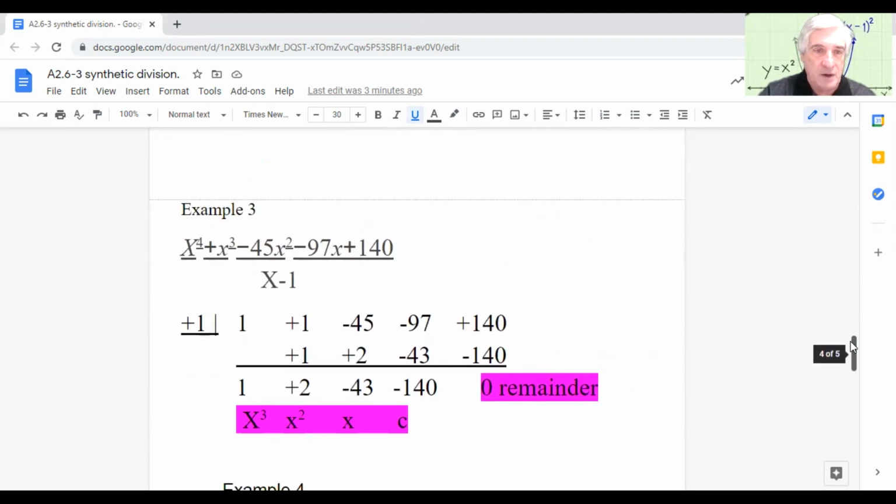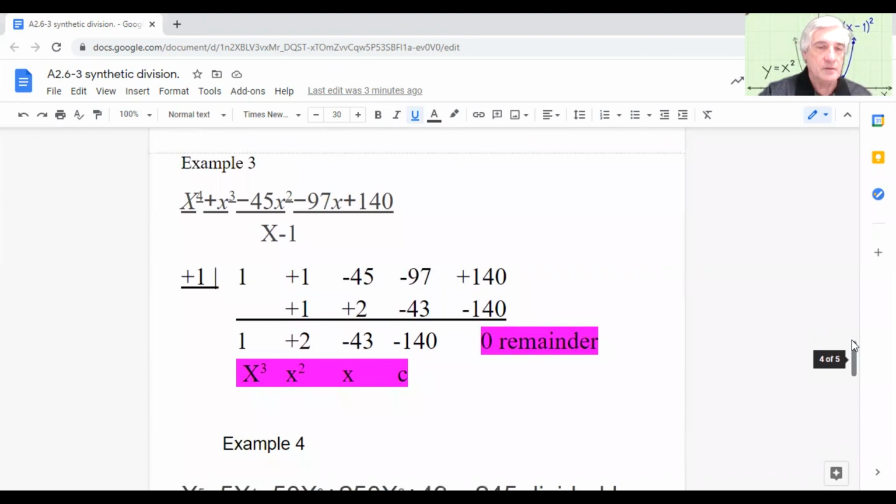See if I can find one a little bit harder. There we go. Here I've got a 4th degree polynomial. Why is it a 4th degree polynomial? Because 4 is the highest degree exponent I can find. Are my exponents in order? Yeah, they have to be in order. 4, 3, 2, 1, and 0, the constant term.